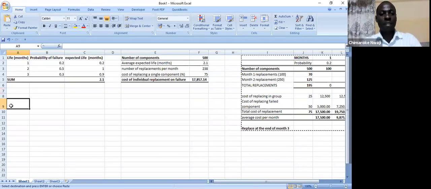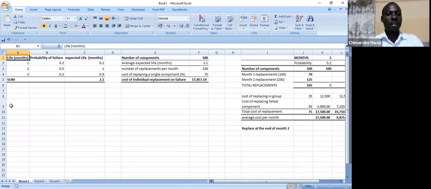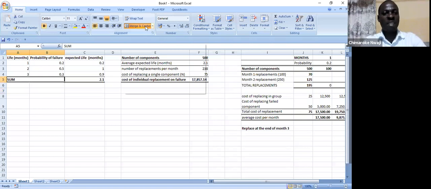Now, if you look at this Excel sheet here, this is the solution to question 1. Look at the probabilities and the months, month 1, month 2, and month 3, and look at their probability of failure. You have to add these probabilities together. Let's add them together here.